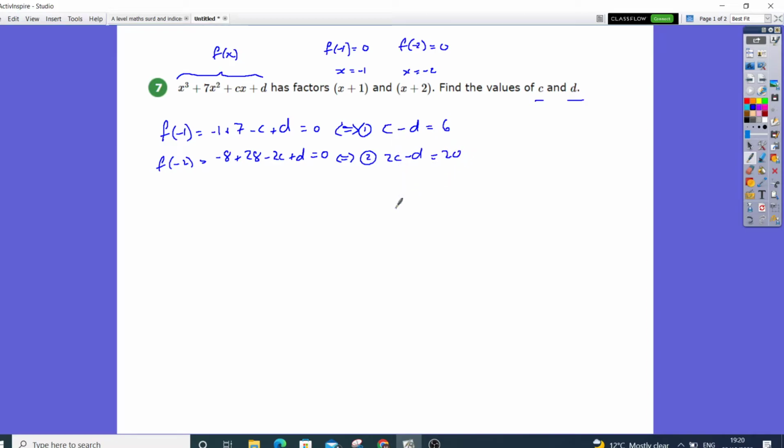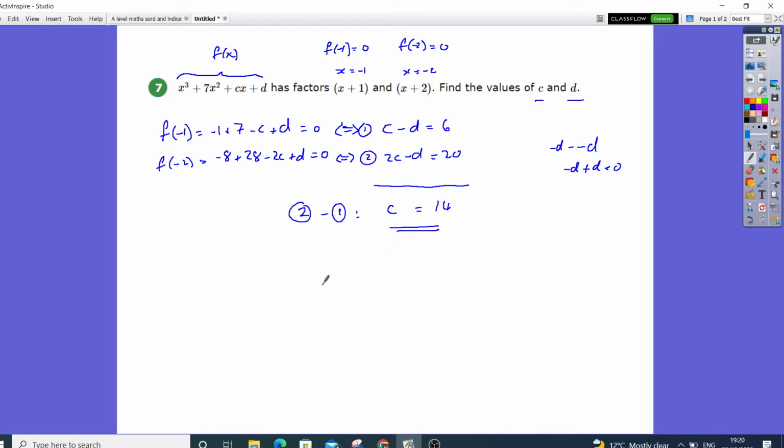Okay, so now we've got two equations, and if we solve this simultaneously, we get equation 2 and subtract equation 1, since these signs are the same, we just subtract them. We'll end up with 2c take away c, which is just c. And minus d, minus d, two negatives become positive, so minus d plus d will equal 0, they will vanish. And here you get 20 take away 6 is 14.